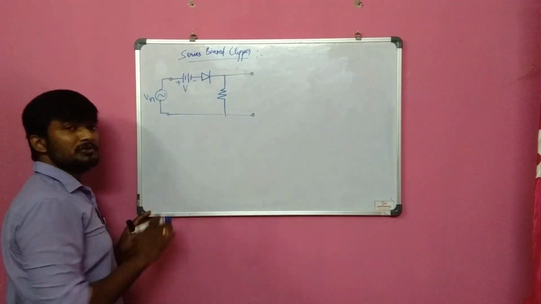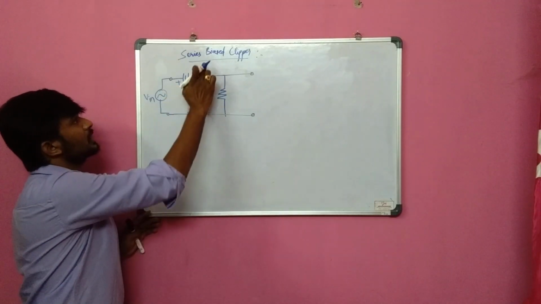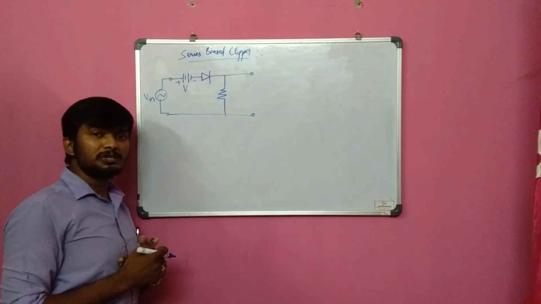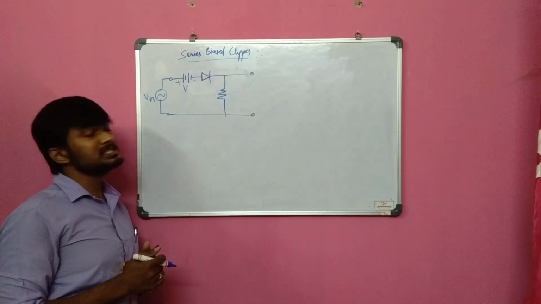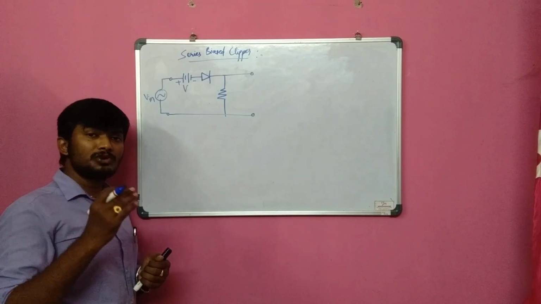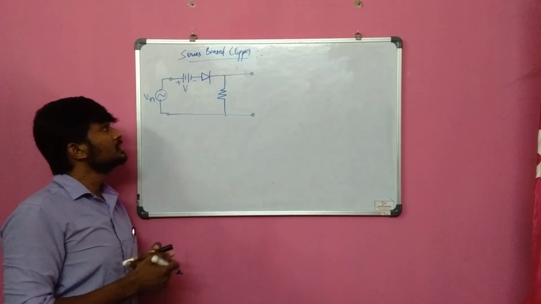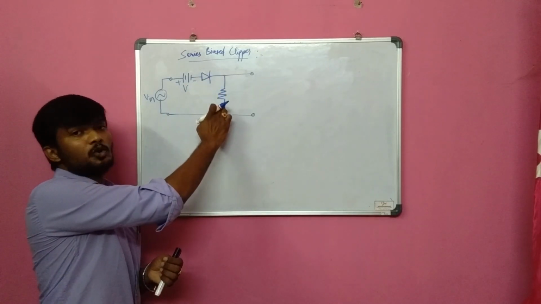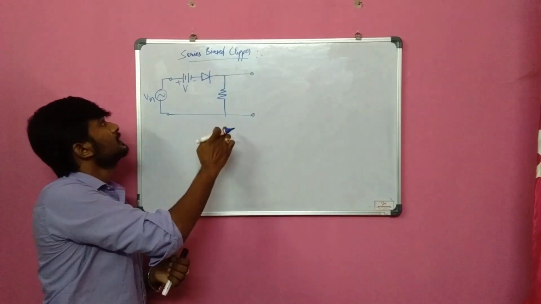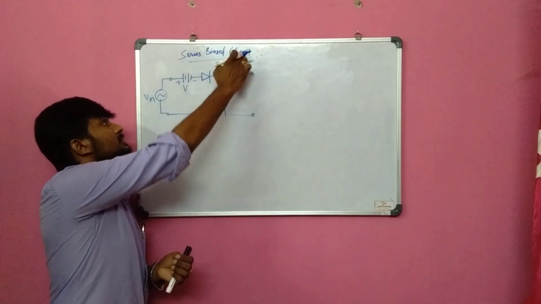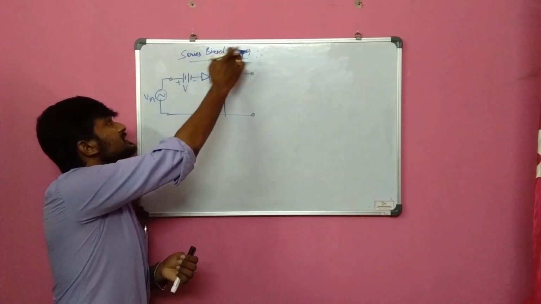So this is the symbol for a DC battery. According to the definition I gave in part 1, the previous part, biased means that when the circuit consists of an external DC battery, those are called biased circuits. So here the diode is in series with the output, so series clipper. Battery is present, so biased clipper. Together we call it series biased clipper.